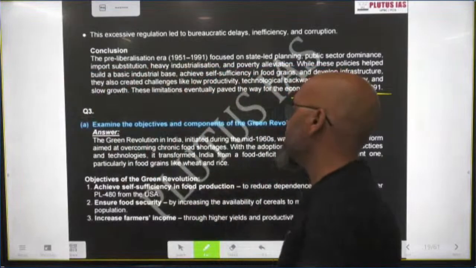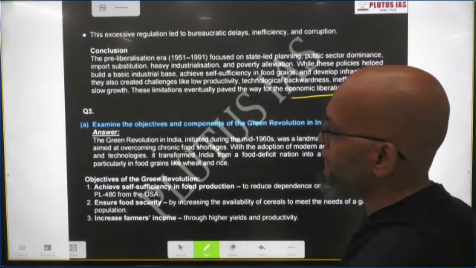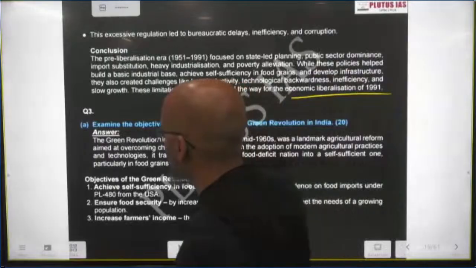Next is examining the objectives and components of the Green Revolution in India. Green Revolution, again, an important topic. A question has been asked.